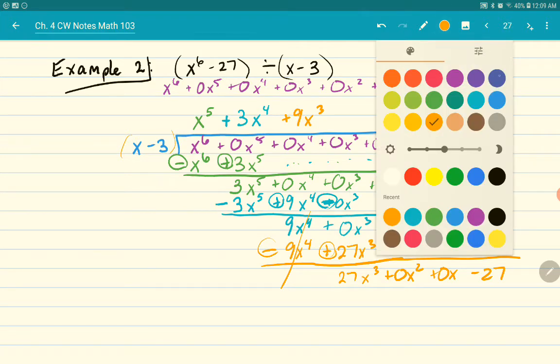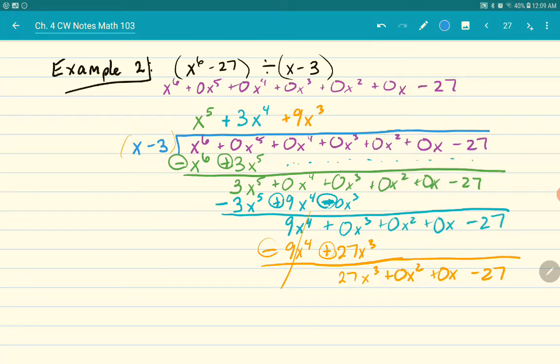All right, let's do it again. So now what times x is going to give me 27x cubed? And that answer is 27x squared. So then I multiply that 27x squared times x minus 3, and I get 27x cubed. And then 27 times a negative 3 gives me a negative 81x squared. That goes in this x squared place.